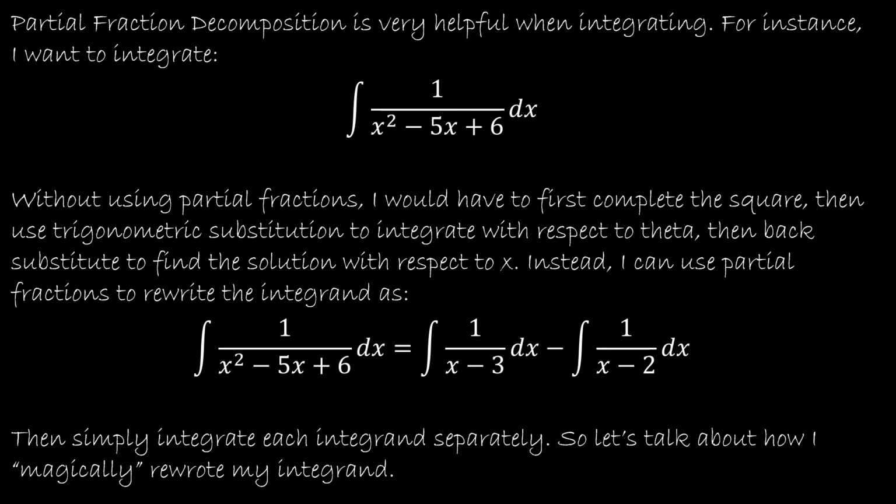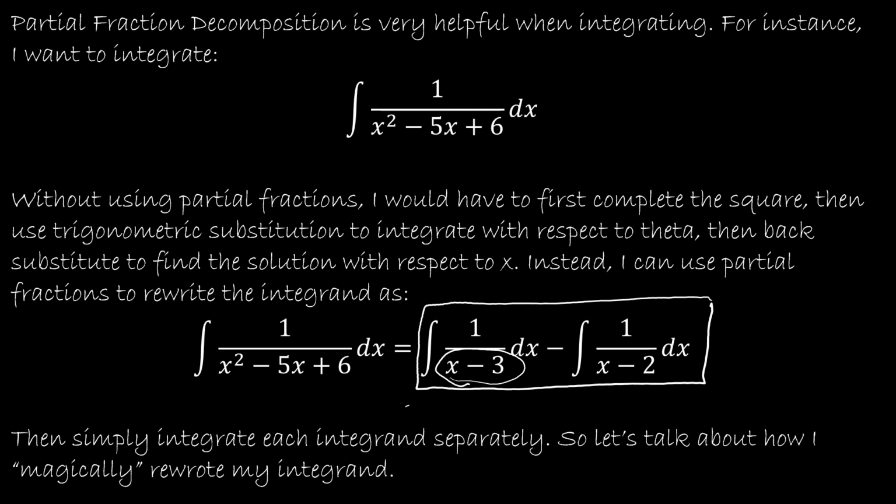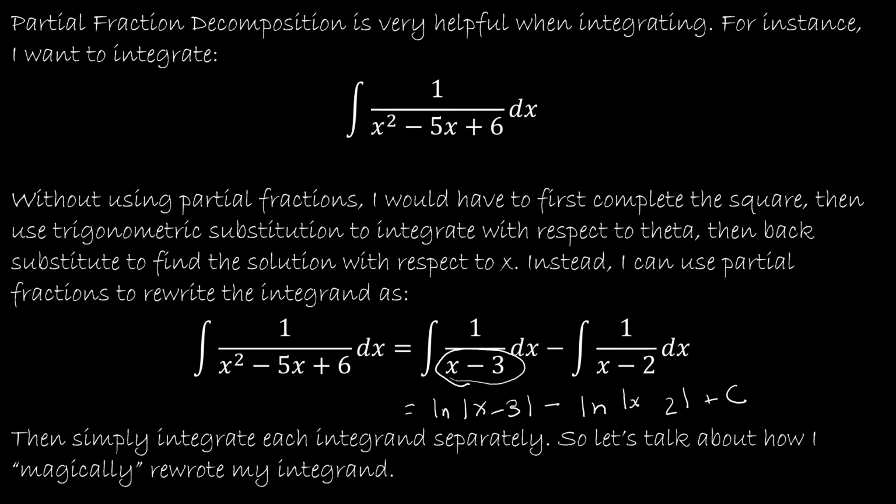So instead, I can use partial fractions to rewrite the integrand as a much simpler version. And I know that once I have it in this form, I have a pattern, the natural log pattern, that says my solution is the natural log of x minus 3 minus the natural log of x minus 2. Obviously, both are absolute valued, plus c. And so that's really super easy.